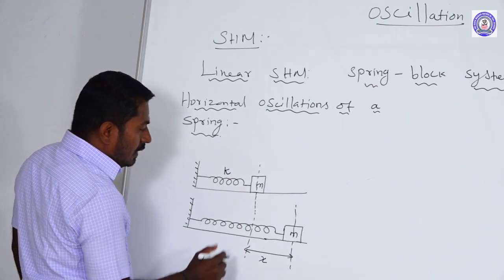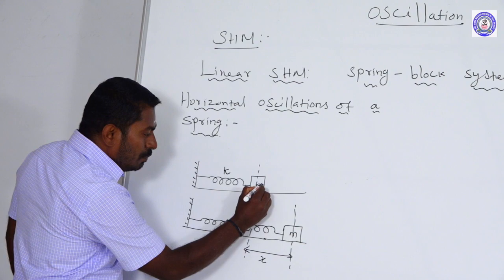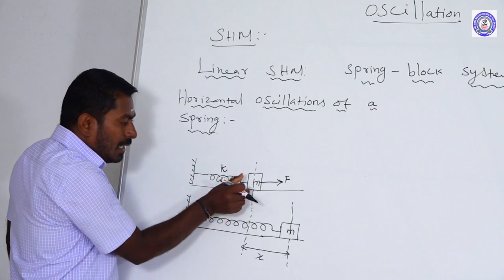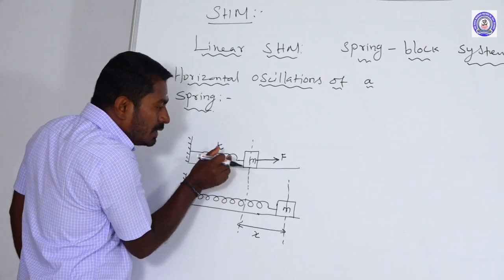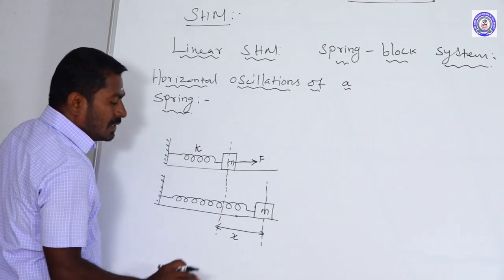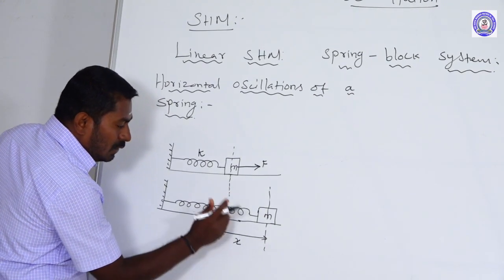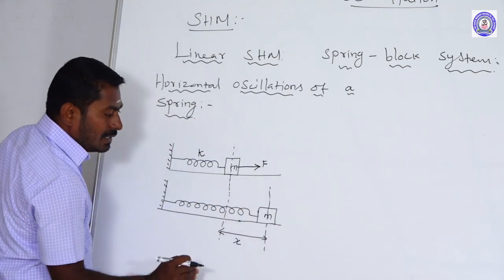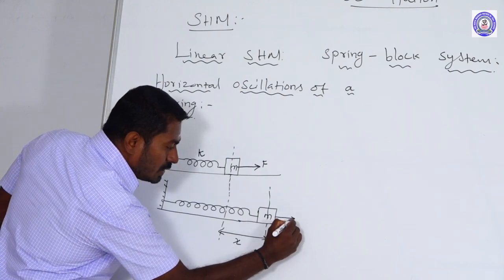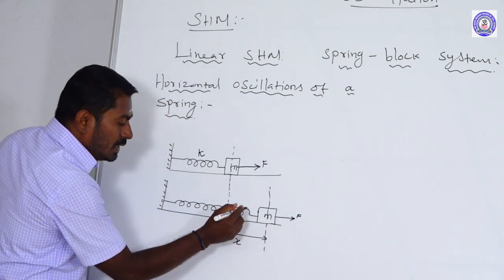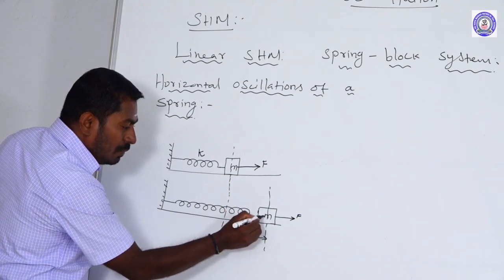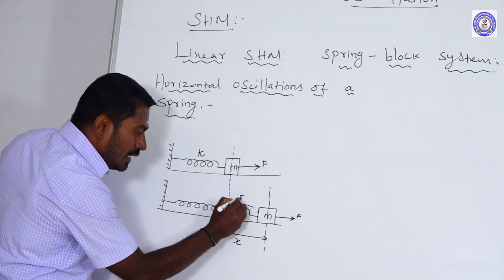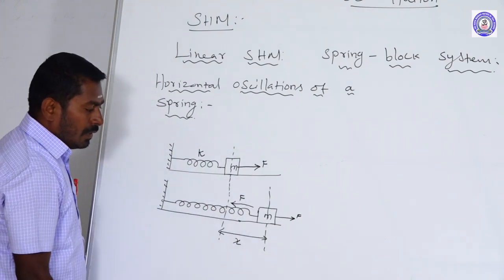Next, we apply an external force on the block of mass M acting along this direction. Due to the external force, the block of mass M moves towards the positive x-axis through a displacement x. Now the block moves with constant velocity along the positive x-axis, along the direction of the force. But a restoring force is exerted by the spring on the block of mass M, opposite to the direction of the applied force.